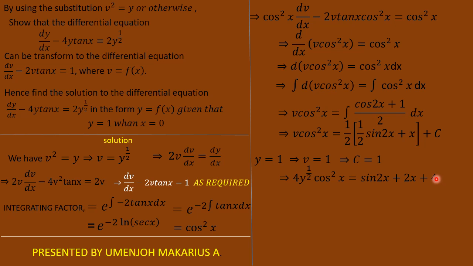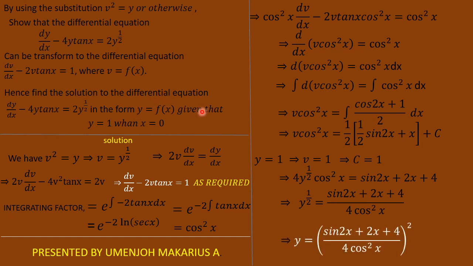Good. So now if we divide all through by 4 cos squared x, we are simply going to have y raised to the power 1/2 equal to (sine of 2x plus 2x plus 4) all over cos squared x. But the equation wants us to leave our answer in the form y equals f of x. That therefore means that we are going to square both sides now, and we are simply going to have our answer to be y equal to (sine of 2x plus 2x plus 4) all over 4 cos squared x, all this whole quantity squared.